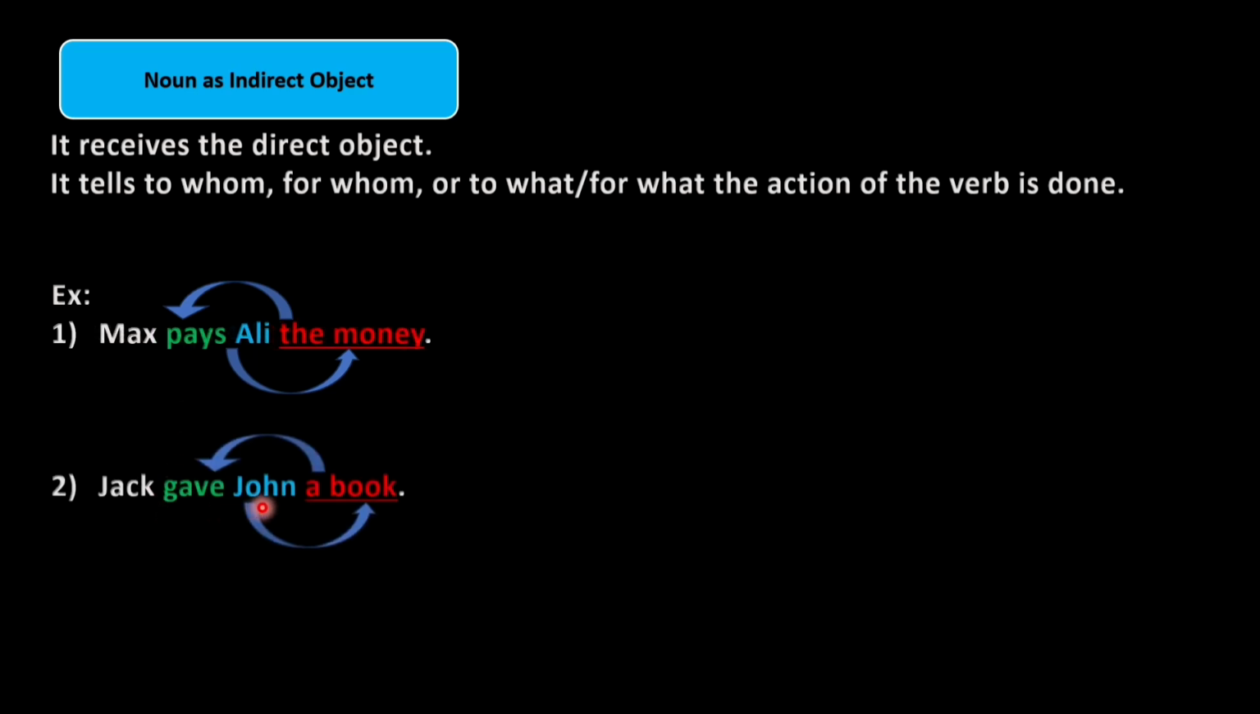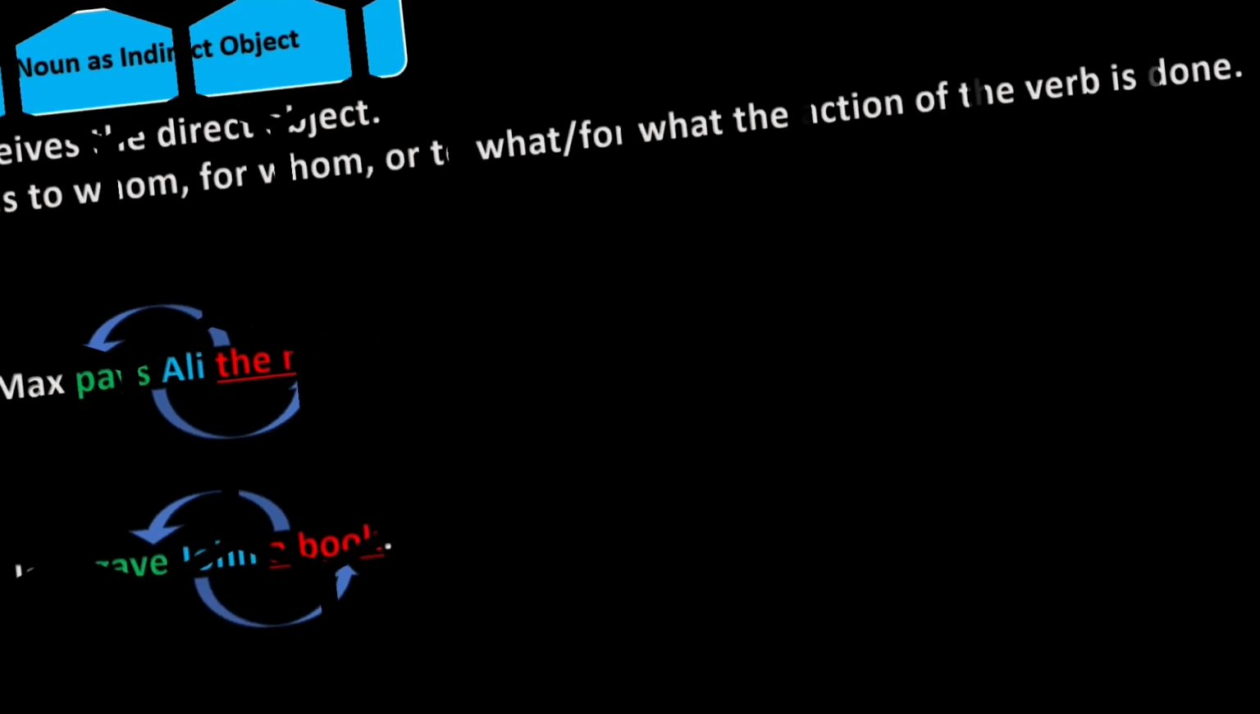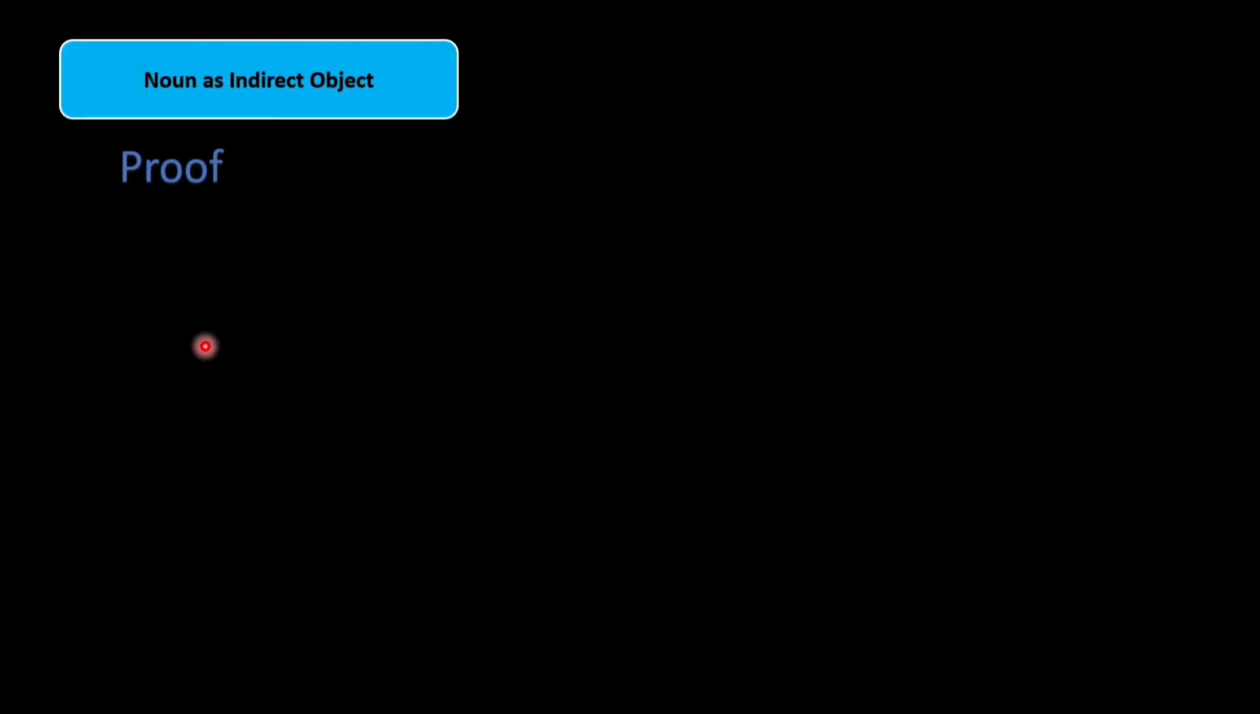Jack gave John a book, right? So here we have Jack as subject, gave is a verb, and John here is a noun. A is a modifier, book here is a noun also. A book is a direct object, it talks about the verb, the action verb, and John is the indirect object, it talks about the direct object. Okay, so here we have the proof, which is very important.